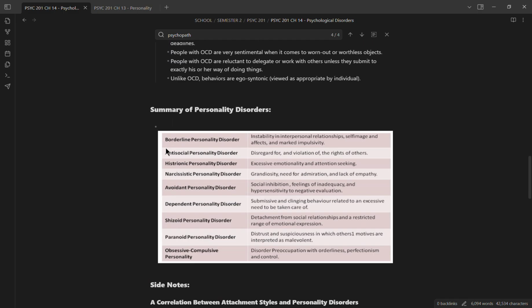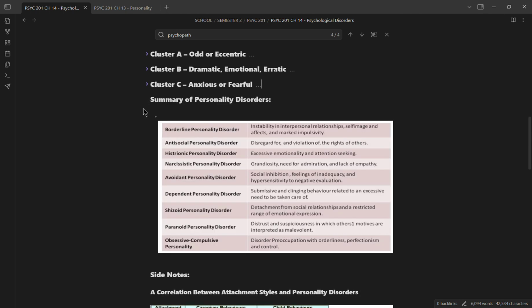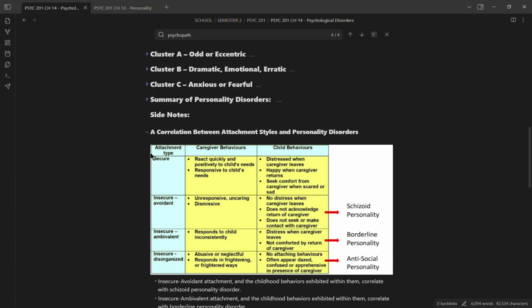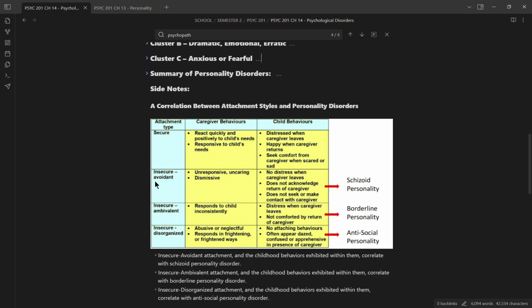A little note here. Now that we've gone through our clusters A, B, and C, or odd or eccentric, dramatic, emotional, erratic, and anxious and fearful, there's a correlation between attachment styles that we talked about way back and personality disorders. Essentially, insecure avoidant attachment and the childhood behavior exhibited within them correlate with schizoid personality disorder and its symptoms. Insecure ambivalent attachment and the childhood behaviors exhibited within them correlate with borderline personality disorder, and insecure disorganized attachment and the childhood behavior exhibited within them correlate with antisocial personality disorder. So it's not saying that everyone with these attachment styles have these disorders, but there's a correlation with the symptoms and the life track.